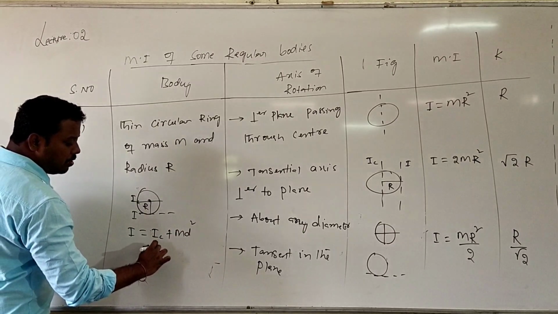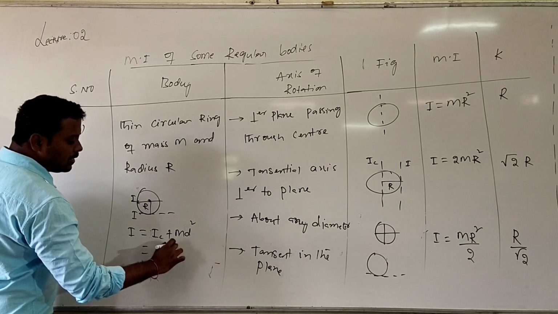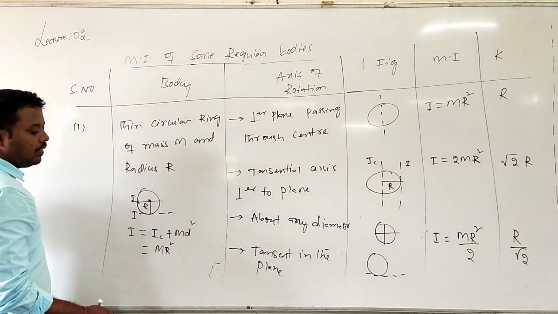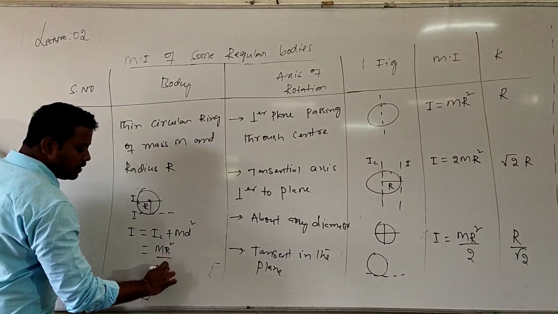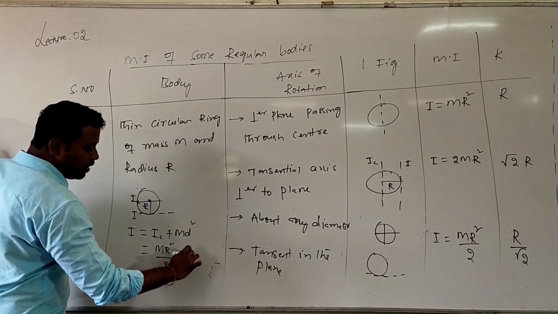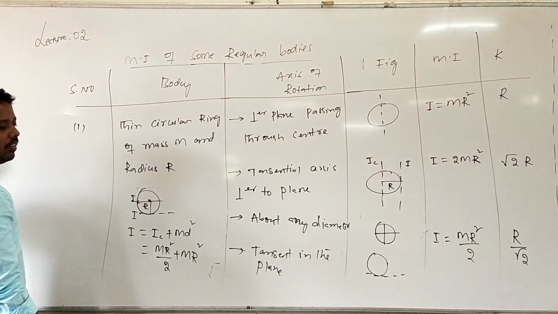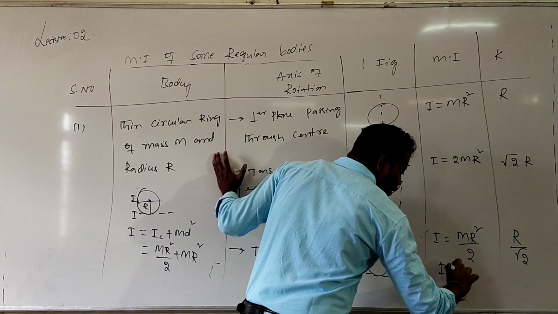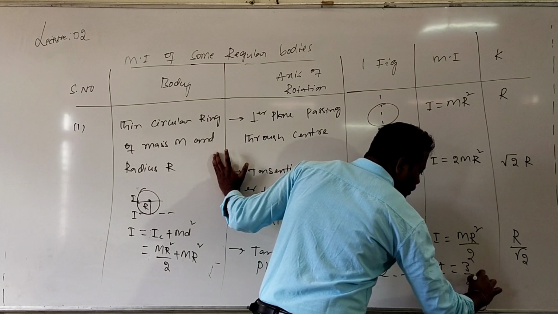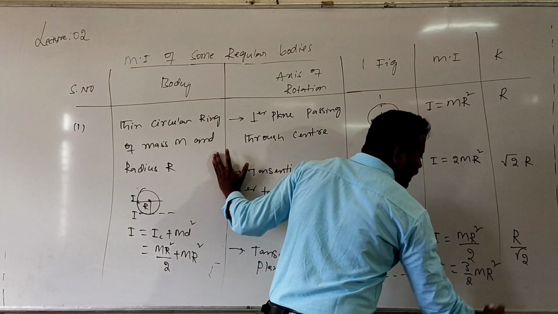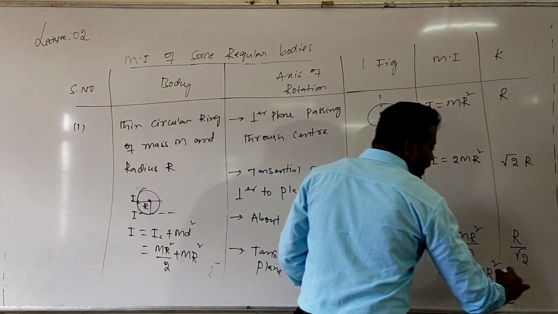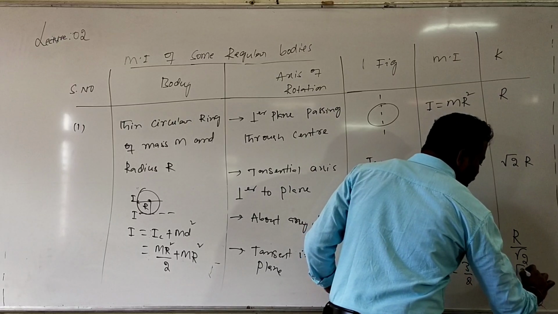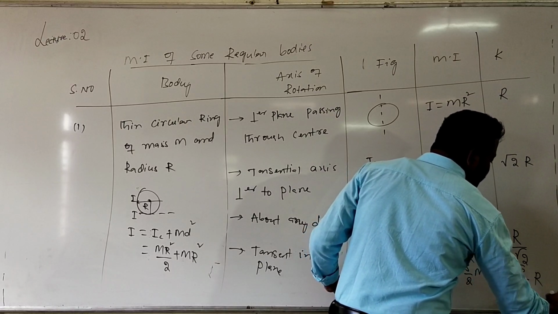What is the I_C value? The moment of inertia about an axis passing through the center and in the plane is mr square by 2, plus mr square. After simplification, what do I get? 3 by 2 into mr square. So the I value is 3 by 2 into m into r square. What is the radius of gyration value? That is root of 3 by 2 into r square.